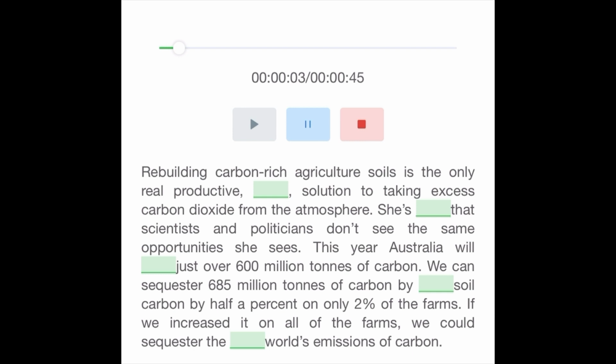Carbon-rich soils. Rebuilding carbon-rich agriculture soils is the only real productive, permanent solution to taking excess carbon dioxide from the atmosphere. She's frustrated that scientists and politicians don't see the same opportunities she sees. This year, Australia will emit just over 600 million tons of carbon. We can sequester 685 million tons of carbon by increasing soil carbon by 0.5% on only 2% of the farms. If we increased it on all of the farms, we could sequester the whole world's emissions of carbon.